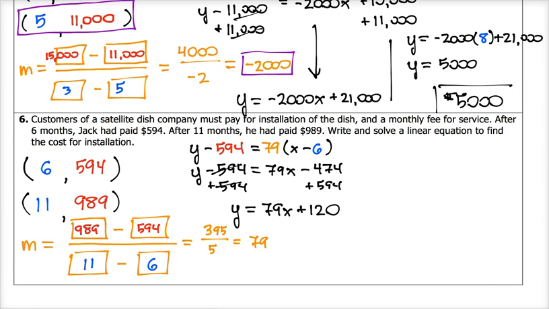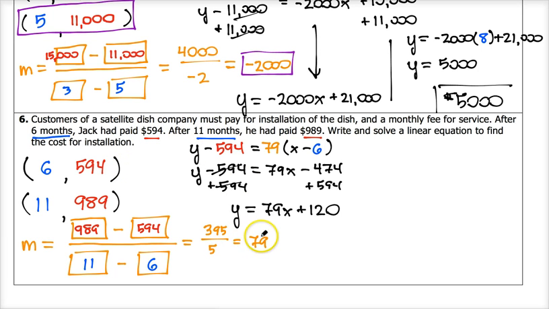Okay, so for this problem, we're told that for 6 months, Jack paid $594. So we have an ordered pair of (6, 594), and then after 11 months, he paid $989. So another ordered pair of (11, 989). So to find the rate of change in my ordered pairs, it's 989 minus 594 over 11 minus 6. This reduces to 395 divided by 5, which becomes 79. Okay, so that's telling us that it's $79 per month is the rate that this satellite dish company is charging.